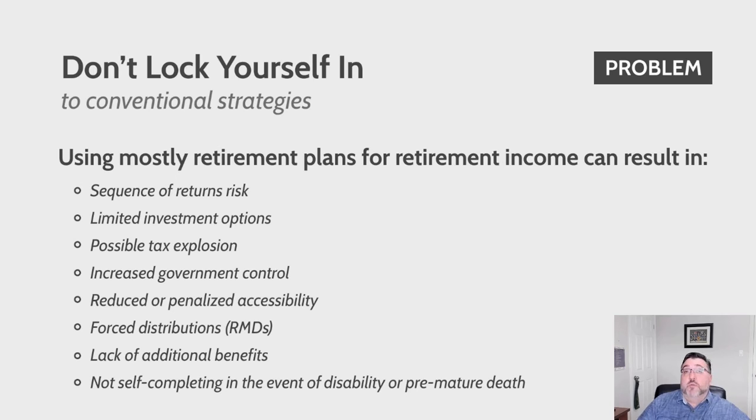Increased government control, because the governments control when and how much we can draw from our retirement portfolios. Reduced or penalized accessibility. So again, the government can determine the accessibility of those funds. Forced distribution. So with an RSP, you're forced to transition that into a RIF by age 71. Lack of additional benefits, and not self-completing in the event of disability or premature death.